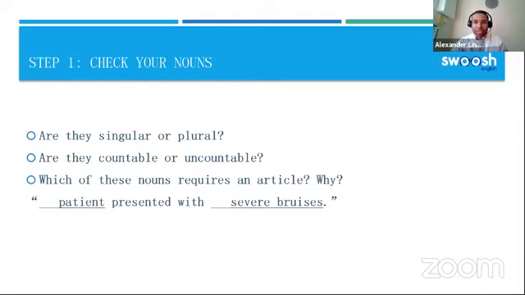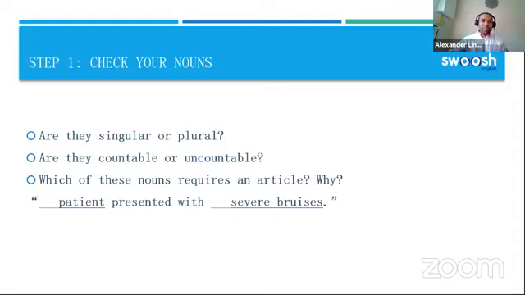And asking ourselves these questions, let's have a look at this example. We've got: patient presented with severe bruises. So imagine that we're using this sentence in our writing. Which articles do we need to use in this case? Do we need to use an indefinite article, so a or an? Do we need to use the definite article, the, or is it a zero article? Do we not need to use an article here?